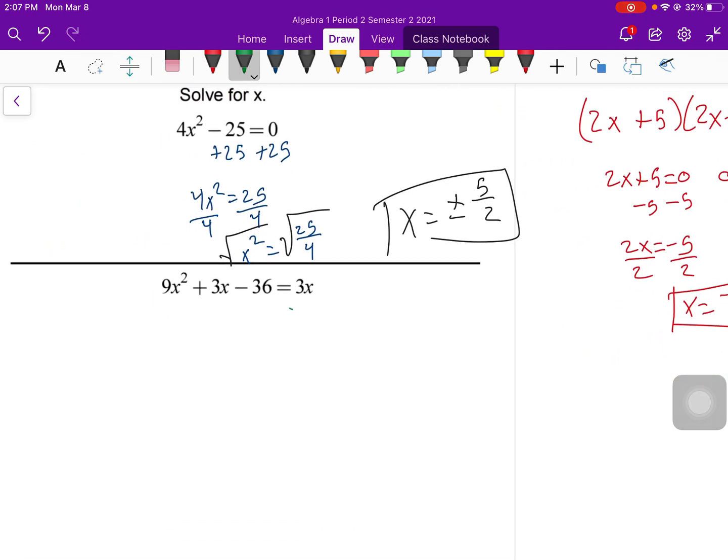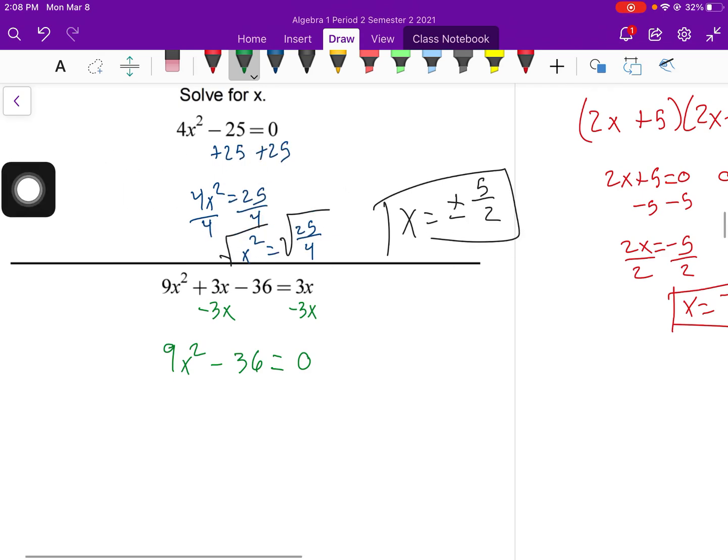Now, for this next one, I would start by subtracting 3x from both sides to get everything over on one spot. We get to here. Now, this problem is the exact same situation as this last one. You can solve it by either factoring or taking the square root of both sides. I think the square root method is going to be faster if we do it appropriately, and we've been doing more factoring recently, so let's do the square root method on this one.